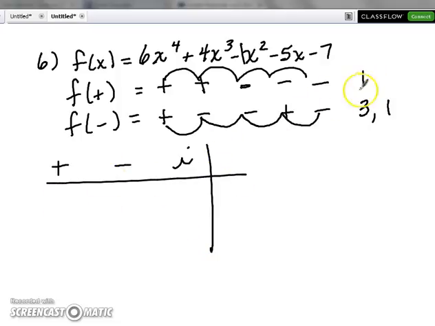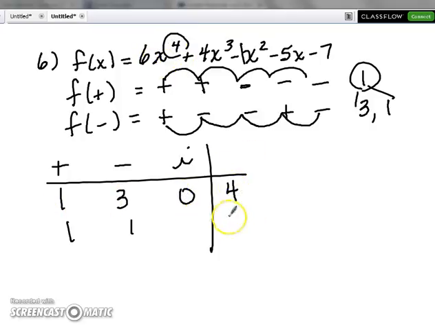And so it's either going to be 1 positive with 3 negatives or 1 positive with 1 negative. I'm supposed to have 4 total solutions. 1 plus 3 is 4, so no imaginary. 1 plus 1 is only 2, so I need 2 more imaginary. And these are the possible scenarios of the types of solutions I'm going to have.